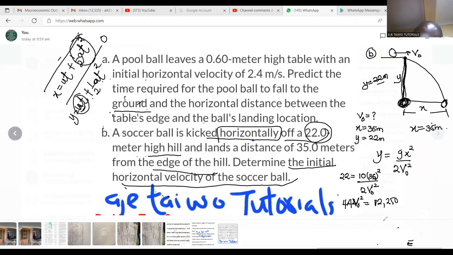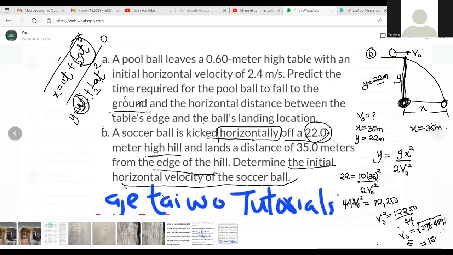12,250. So that means V naught squared equals 12,250 over 44. So V naught equals the square root of, what's this? 12,250 over 44 is 278.4091. Now find the square root of that. 16.68. 69 meters per second. Good, thank you.